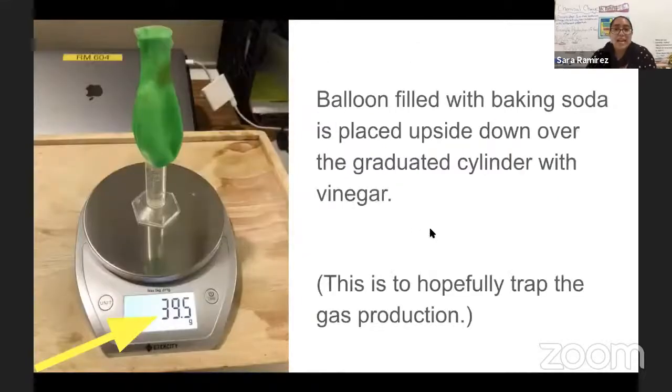So what I did is I took the balloon filled with baking soda, I placed it upside down over the graduated cylinder with the vinegar. The baking soda mixed with the vinegar, and we're gonna see a reaction. The reason I use that balloon is because I'm trying to hopefully capture the gas that's going to be produced. Now take a note at our picture here. The combined mass of our balloon with baking soda and our vinegar and the graduated cylinder, the combined mass is 39.5 grams. Now I used a digital scale, but at school you could also use a triple beam balance.